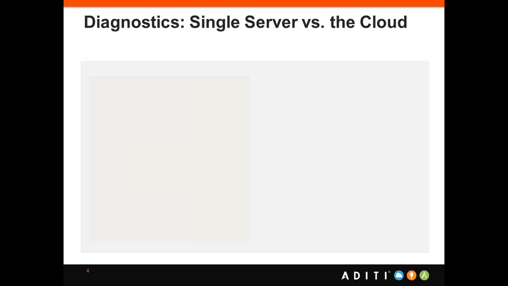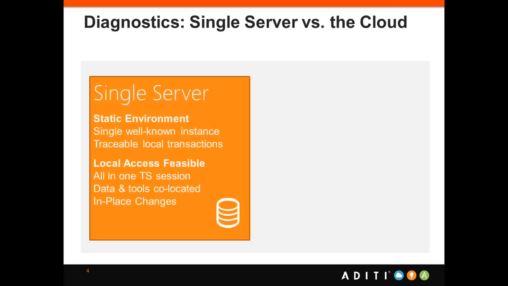Now we're going to look at the difference of diagnostics in a single server. Let us assume a single server is nothing but on-premise servers which we have access to and where we have been deploying our applications. So on-premise single servers are generally static environments. They don't change. We know the physical machine. We can log into that, remote access a specific machine, and do all kinds of things we want to do, which is a single well-known instance.